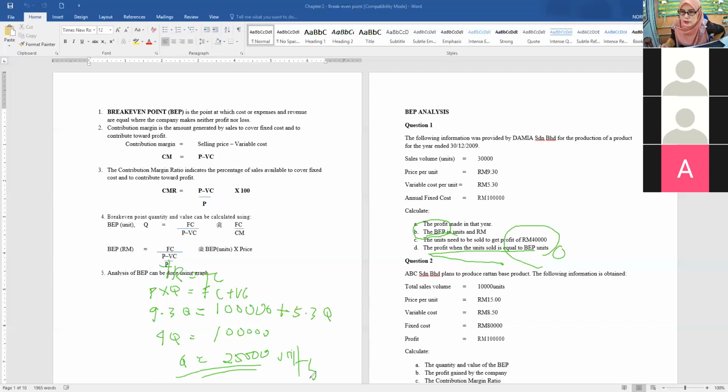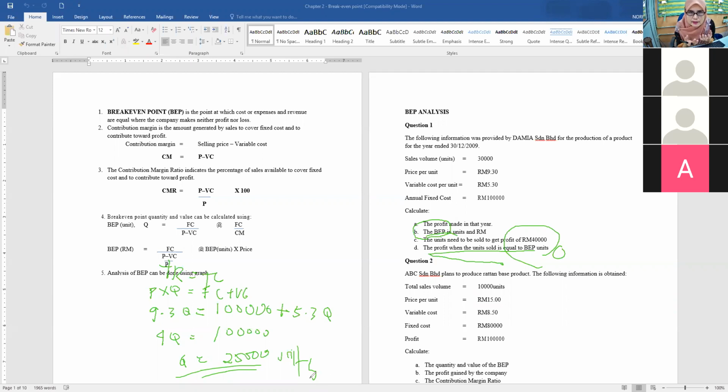The profit when the unit sold is equal to break-even point. Berapa profit bila jualan kita adalah sama dengan break-even point per unit? Okay, apa maksud break-even point? Total revenue is equal to total cost, kan? Bermaksud hasil sama dengan cost. Awak dapat profit tak bila hasil sama dengan cost?